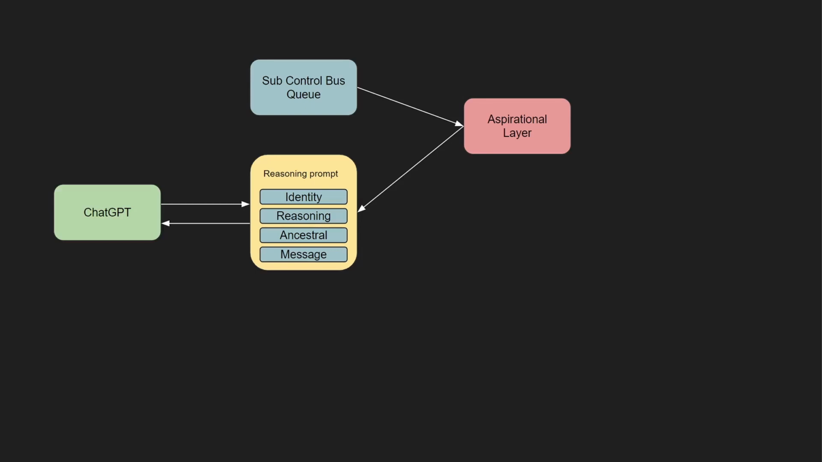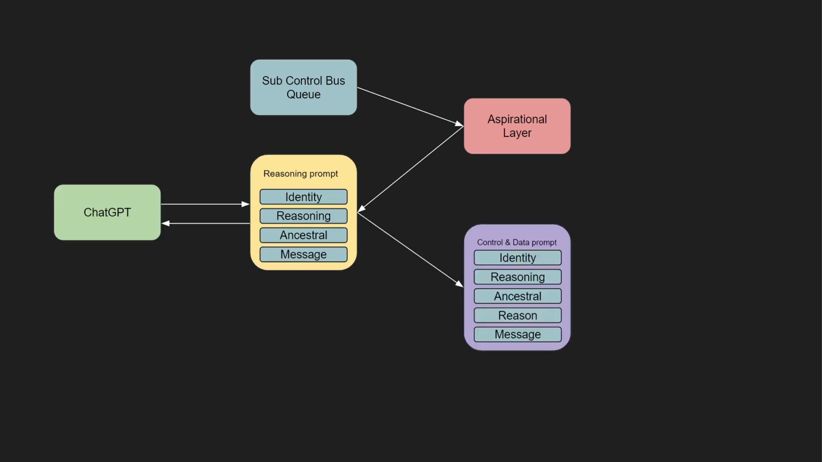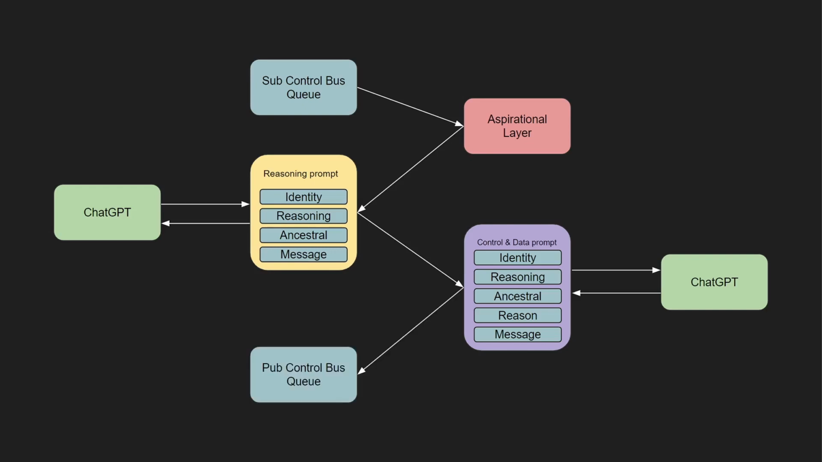Now with the reasoning generated, it then uses the reasoning and message along with the previous prompts used to prompt ChatGPT twice to generate messages to put onto the control and data buses respectively. Now with the control and data bus messages ready, it then sends the messages to the data and control bus queues for the next layers to be triggered, thus continuing the cycle.